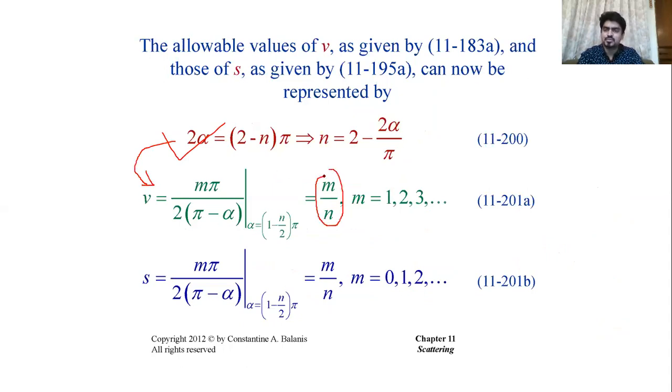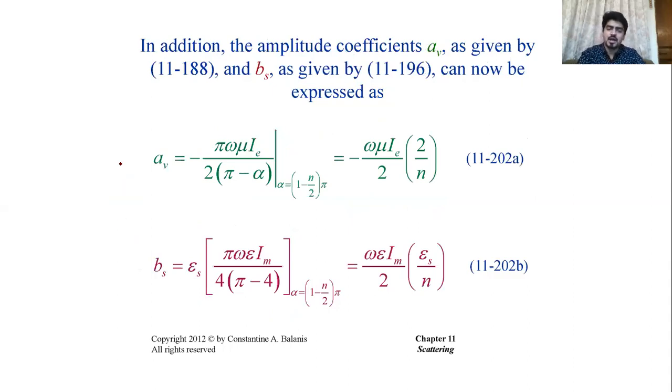Now it is simplified to a ratio of m and n, where m is given by 1, 2, 3. Similarly for s, again it is reduced to the same expression, but remember that m's value starts from 0 for TE to Z polarization, hard polarization. Again, AV is given by this expression, BS is given by this expression.